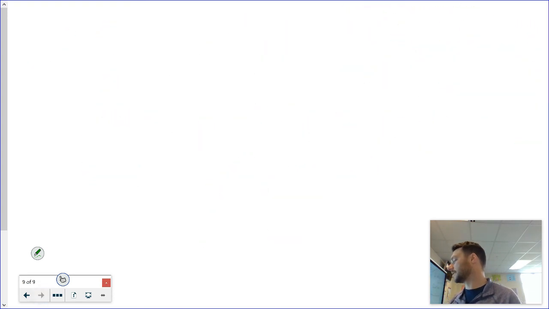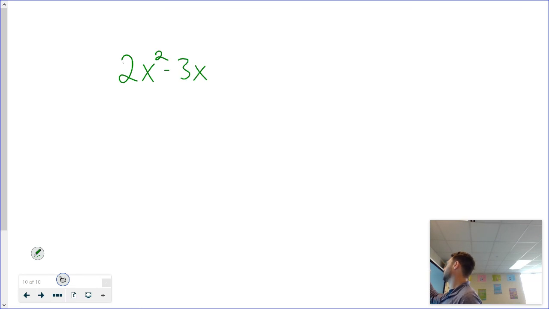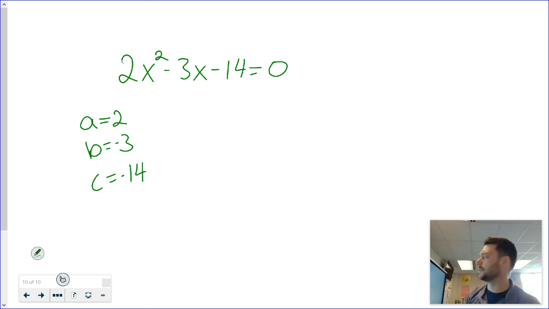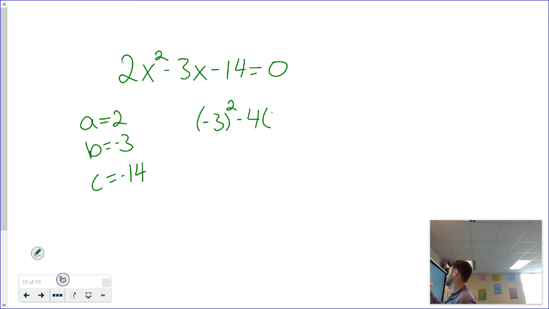Okay. The last thing that you might see that I want you to be aware of is, let's say, I'll just make one up, 2x squared minus 3x minus 14. See what happens here. So A is 2, B is negative 3, and C is negative 14. If I do this one, negative 3 squared minus 4 times 2 times negative 14. Don't forget your negative in there like I did last time.